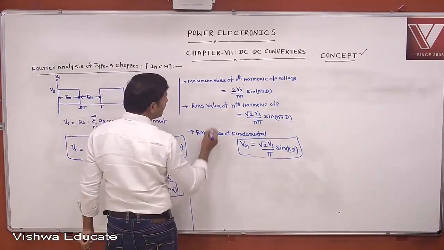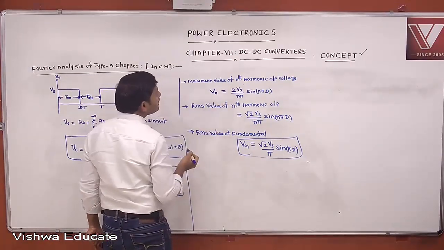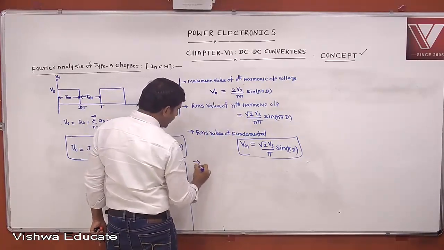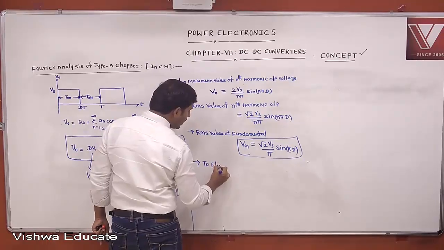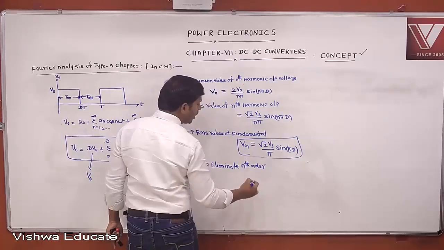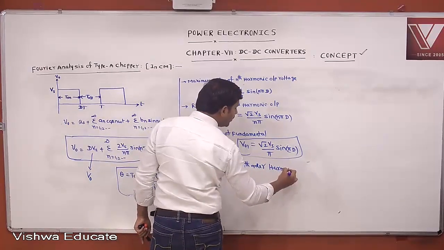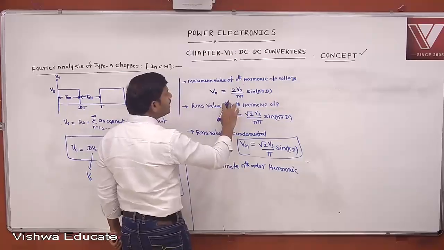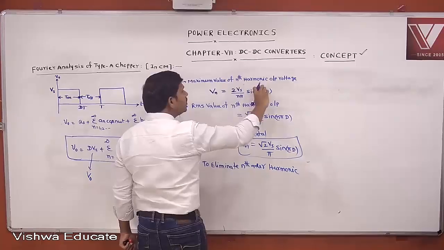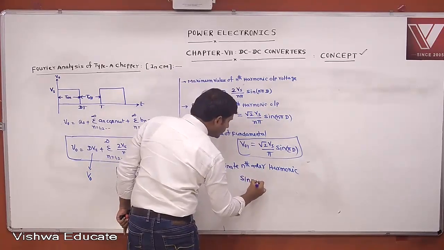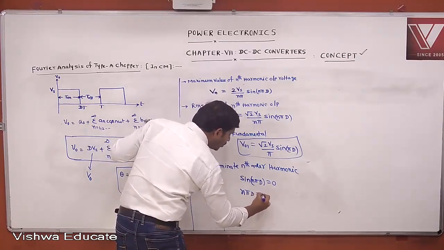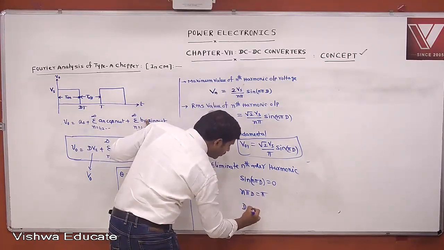Now the question is, this is the maximum value of nth harmonic output voltage. To eliminate nth order harmonic, which term can we equate to 0? If you want to make the nth harmonic 0, sin n pi d equal to 0. Sin n pi d equal to 0 means n pi d equal to pi. Then d equal to 1 by n.